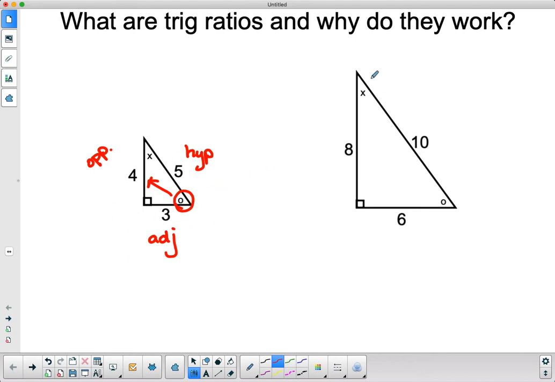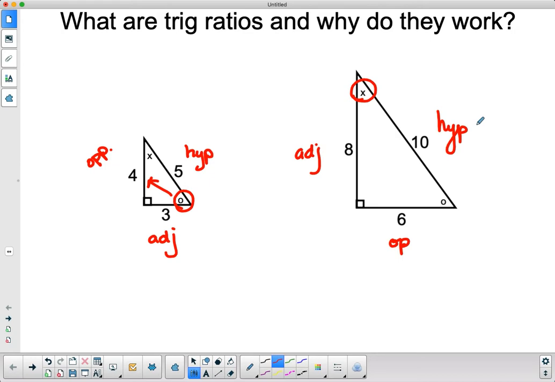Now that will be the same in any triangle we look at. If we switch angles, like say I wanted to talk about this angle up here instead of this angle down here, then this is the opposite side. This is the adjacent side because it's right next to that angle, and the hypotenuse stays the same. Okay. So that's the first thing that I want you to look at.